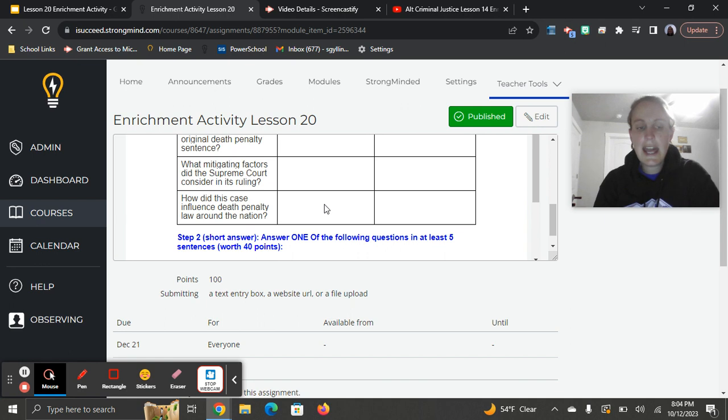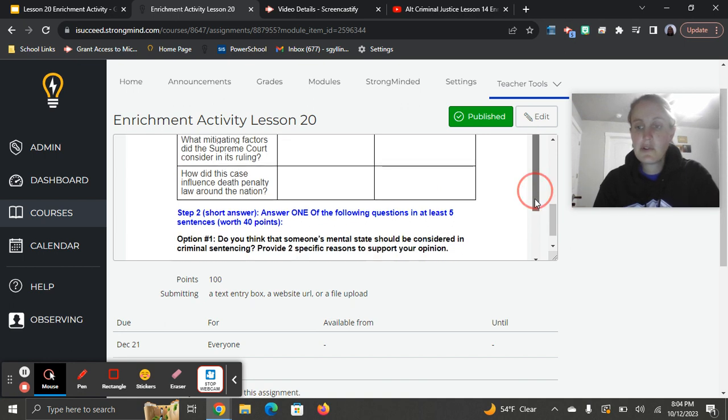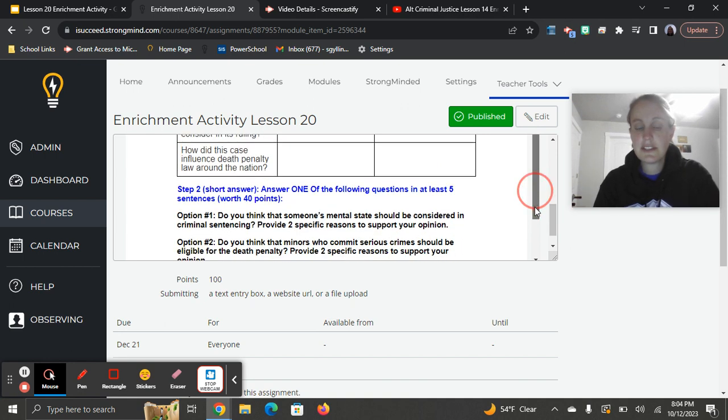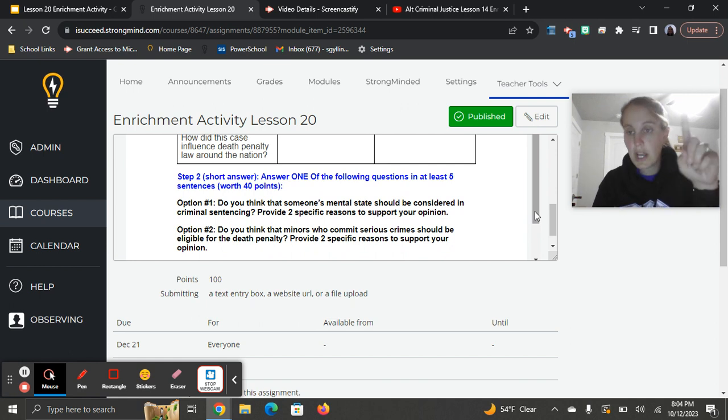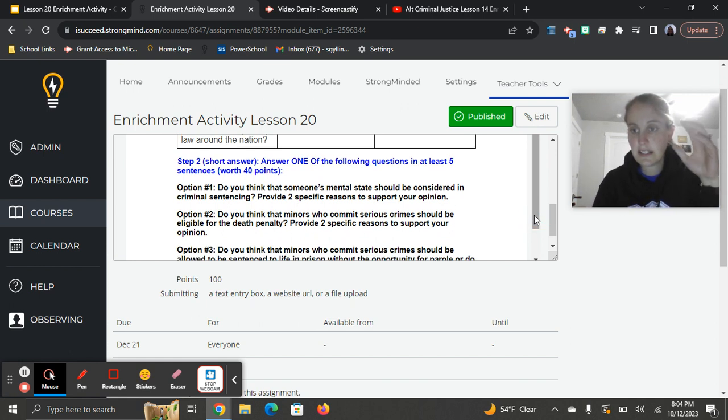And then the last one, how did this case influence death penalty law around the nation? So how did death penalty law change based off this case and this ruling? So give me the answer there and then the link to your website. And then for your short answer response in step 2, you're going to pick one of the following options. Not all of them, pick one and answer in at least 5 sentences. And this will be worth 40 points.